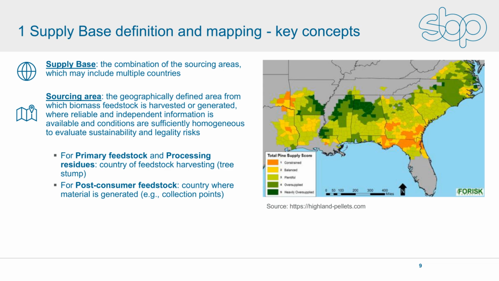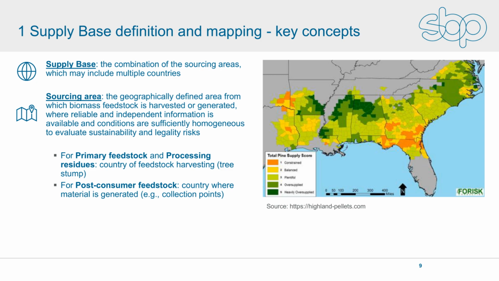Second, the conditions within it must be sufficiently homogeneous to allow the organization to evaluate the sustainability and legality risks of the biomass. That homogeneity point is important. The sourcing area is the unit at which risk evaluation happens, so it needs to hold together as a coherent area where the same risk assessment applies. If conditions vary significantly within what you are calling one sourcing area, that is usually a sign that it should be split into subscopes or into separate sourcing areas.